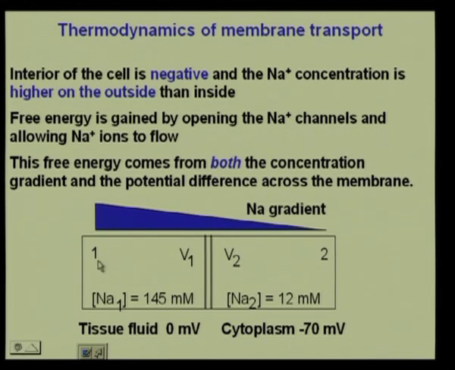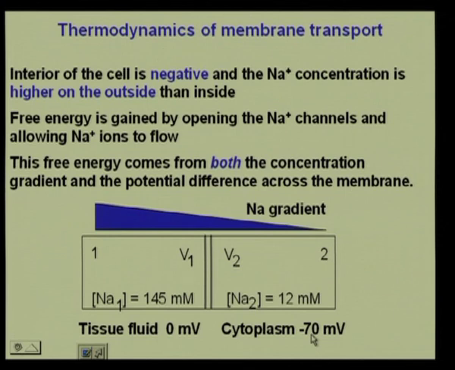Okay. So, what do we have? If we consider now our sodium gradient, what did we have? We had 145 millimolar. Where is this, outside now? We know that the inside of the cell has high potassium and low sodium. So, the sodium gradient is such that you are going from the outside to the inside of the cell. So, the tissue fluid has 0 millivolts, the cytoplasm has minus 70.